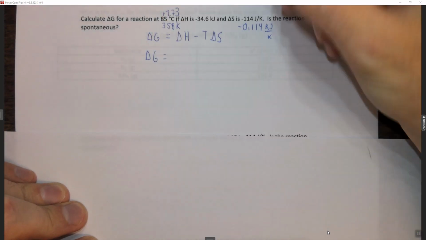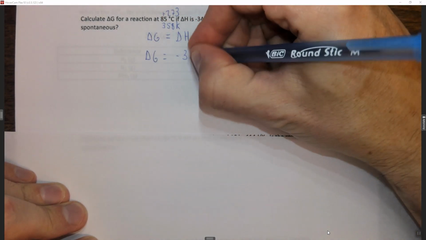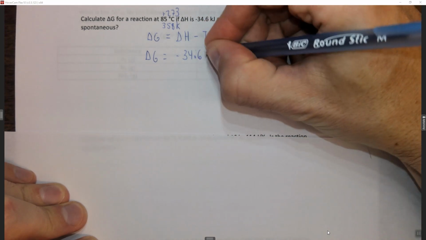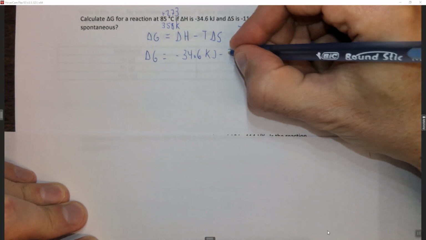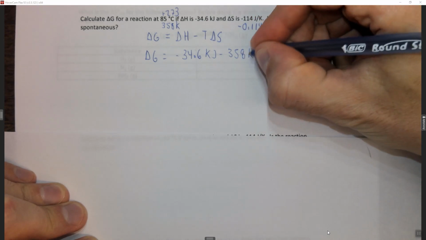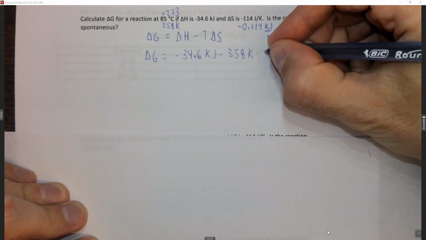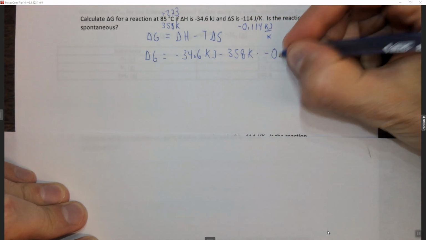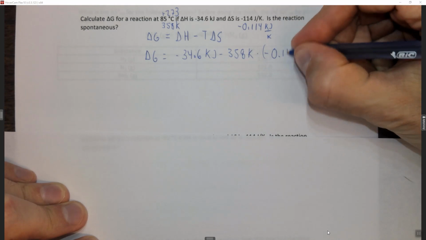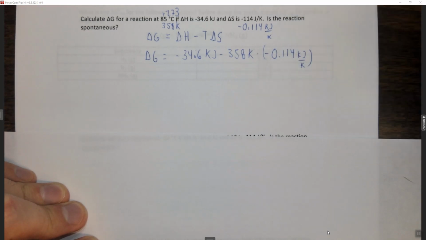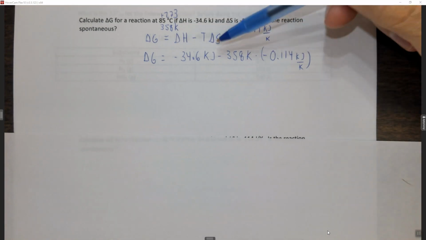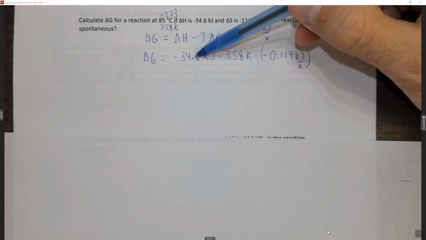Delta G equals delta H, which is minus 34.6 kilojoules, minus T, which is 358 K, times minus 0.114 kilojoules per K, like that. So we multiply these two together, and then we're going to add them to this one.